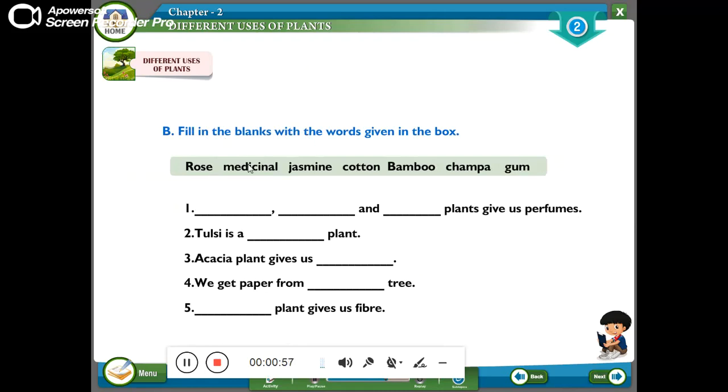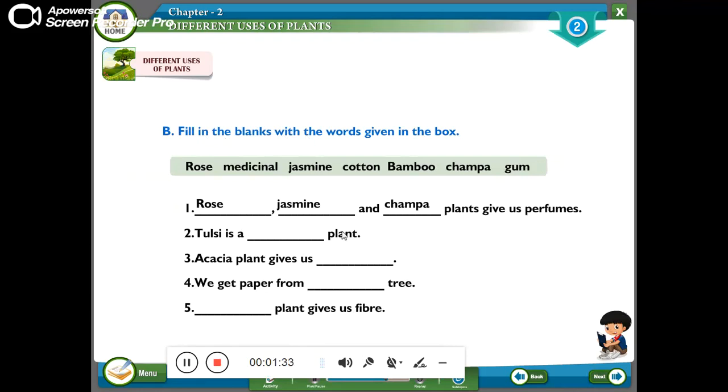Tell me which of the ones here are used for perfume. Right, rose. R-O-S-E, rose. J-A-S-M-I-N-E, jasmine. Champa, C-H-A-M-P-A.